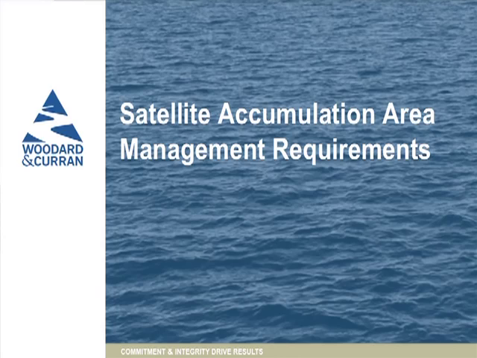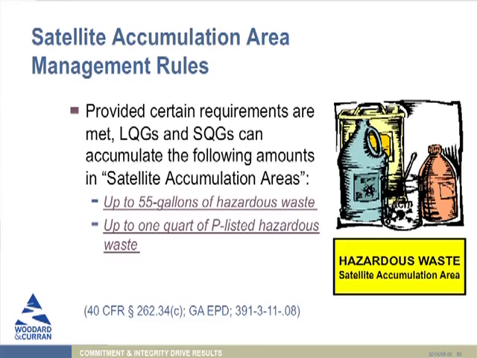And then we're going to spend some time talking about the central or main accumulation area, where the waste may be consolidated and held for a while before it's shipped off campus. So we've got two different situations. One is in the lab or in the facility shop, right where it's being handled and generated, and the other is in the central or main location where it's being consolidated for a while. So we're going to talk first about the satellite accumulation areas.